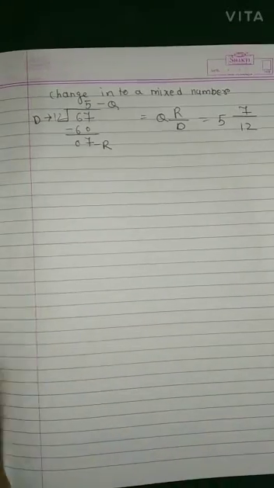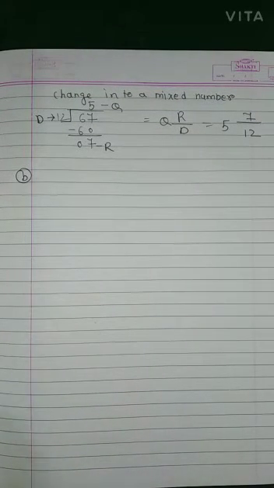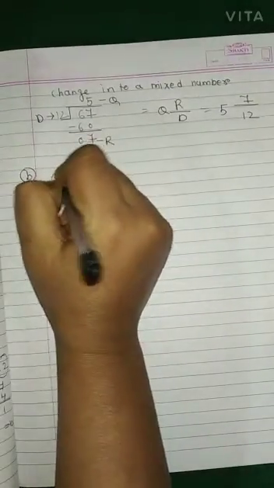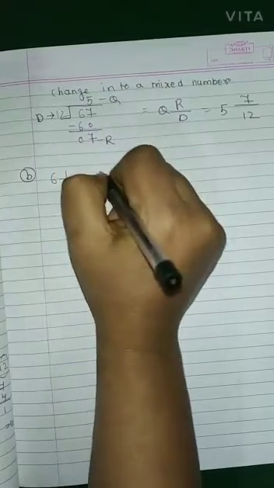Understood? Then we have to move upon question number B. So what we have? 6 into 1 by 5 plus 3 into 1 by 2.